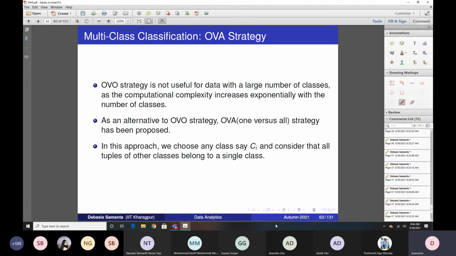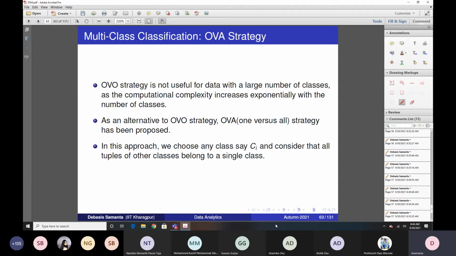As an alternative to the OVO strategy, there is another strategy called the one versus all strategy. It is easy to understand. It is an even better strategy compared to OVO. How it is better, we can discuss. But first, let us learn what the OVA strategy is. The OVA concept is again a subset of training data that needs to be considered, like OVO, but in a different manner.